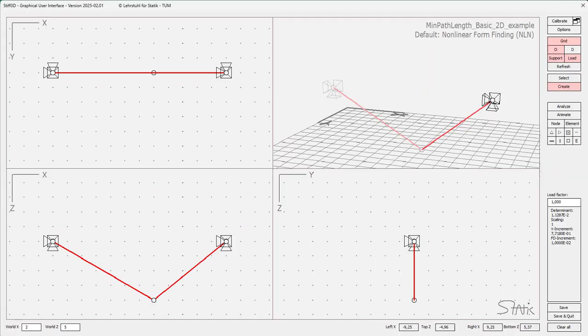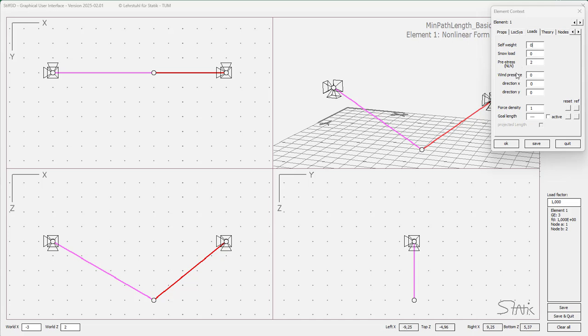Let's now study our basic 2D example with stiff. You recognize the problem. To the left, to the right, there are the supports. In between is the structure consisting of our two elements. Let's check the data. For element 1, we have selected 2 as the goal pre-stress. For the NLN, the nonlinear option, the force density is not of importance, this number here. Let's go to element 2, and again here's our selected goal stress, pre-stress force, which is supposed to be 2.